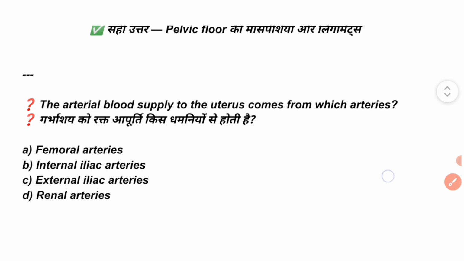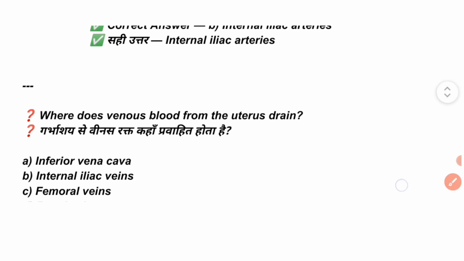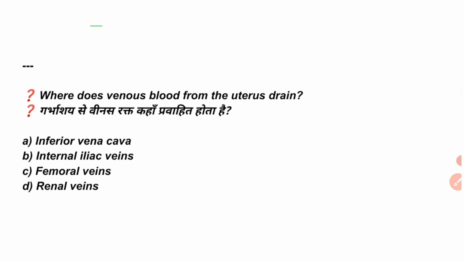Next question. The arterial blood supply to the uterus comes from which arteries? The right answer is option B, internal iliac arteries. Next question. Where does venous blood from the uterus drain? The right answer is option B, internal iliac veins.